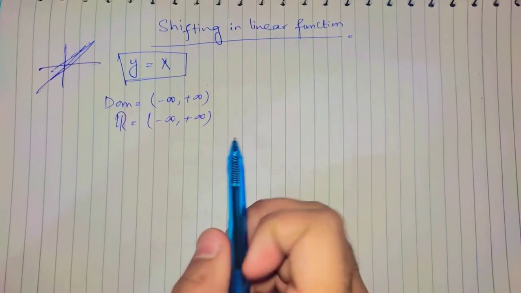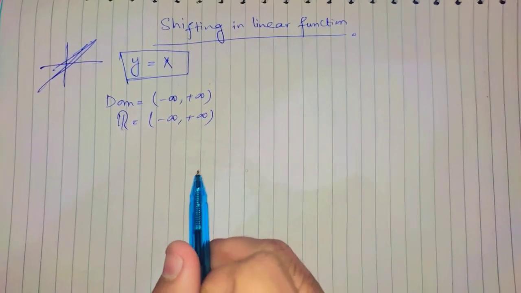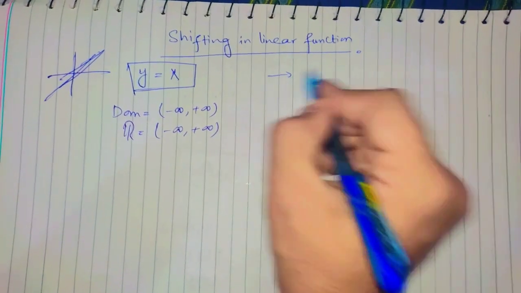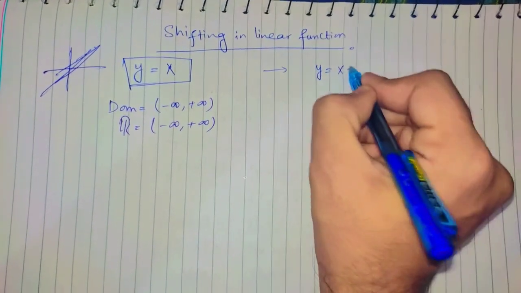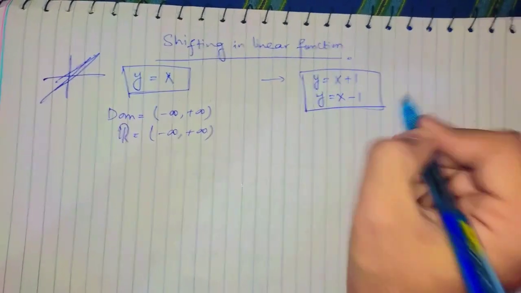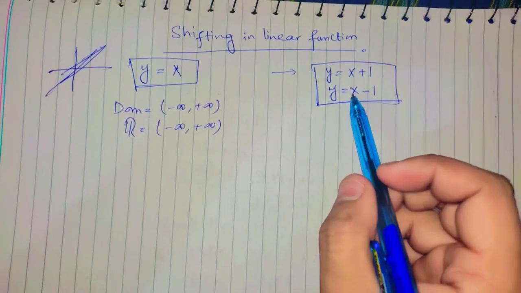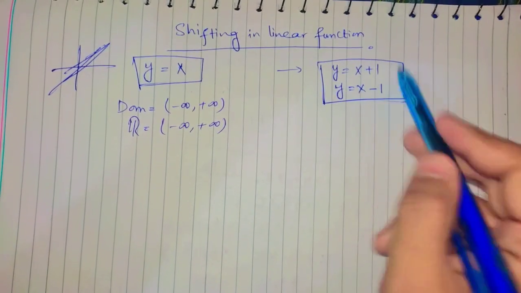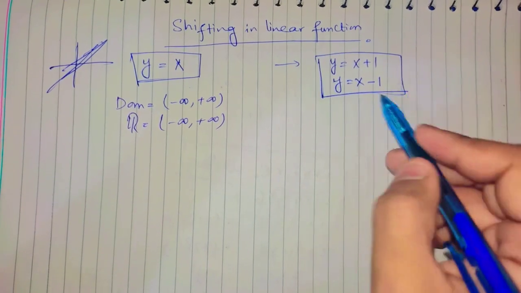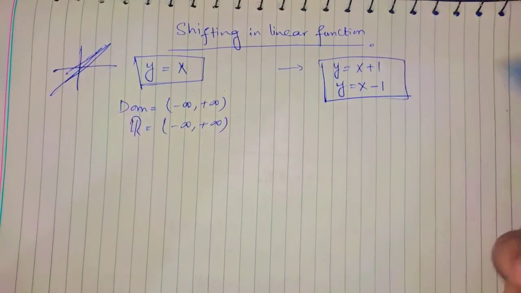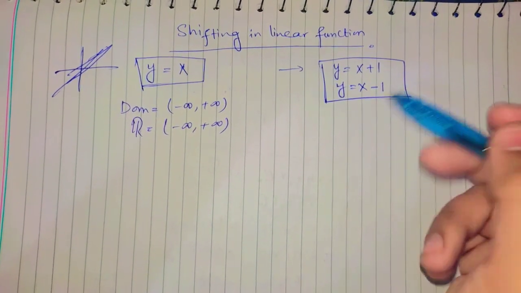So what does the shifting theorem say, or what is the shifting in the linear function? Let's say our equations are y equals x plus 1 and y equals x minus 1. When you are adding or subtracting something in the equation, this is known as the shifting value of the function, and this will shift the graph of the linear function by that specific value. So let's sketch these two graphs first.